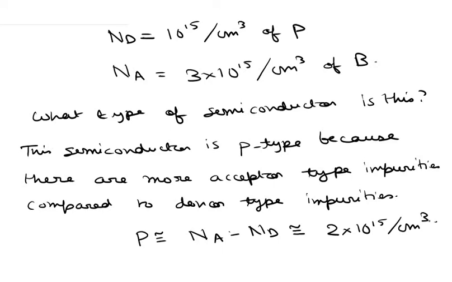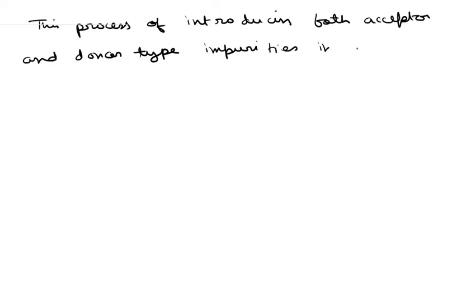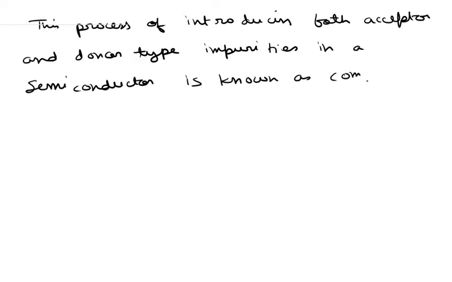This process of introducing both acceptor and donor type impurities in a semiconductor is known as compensation doping.